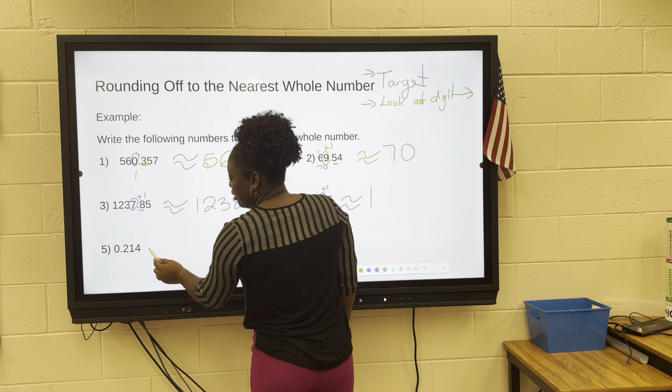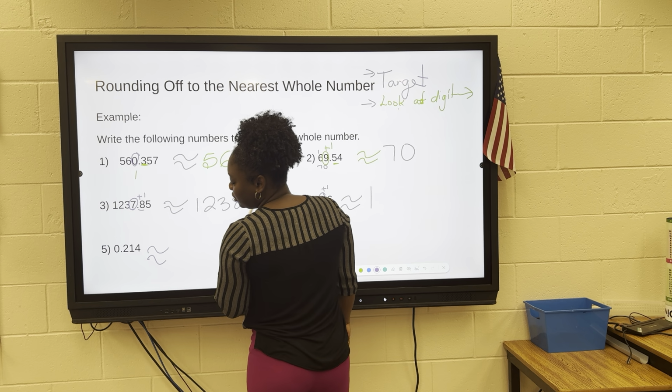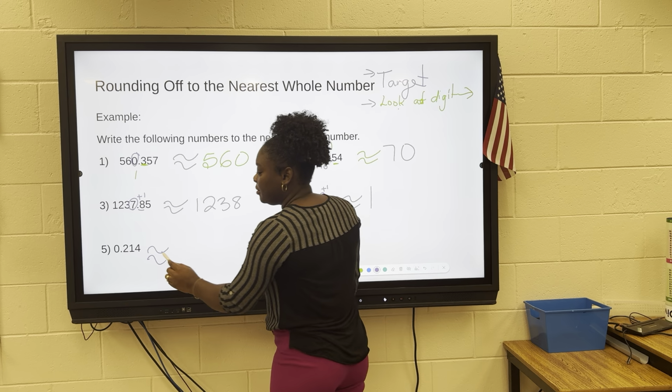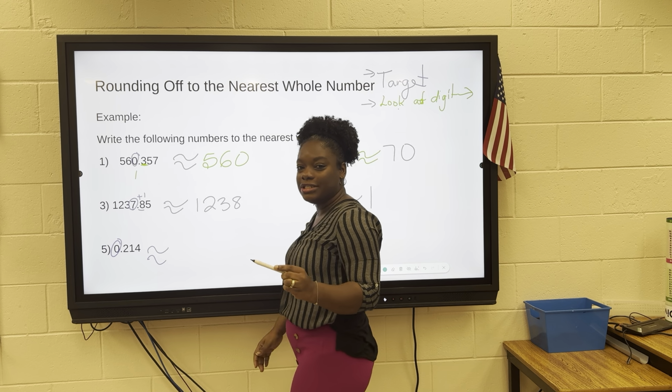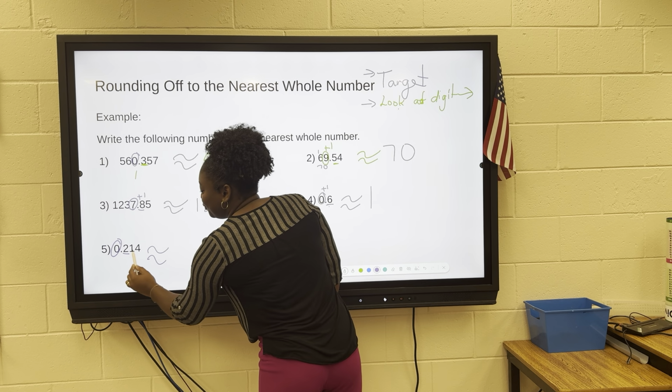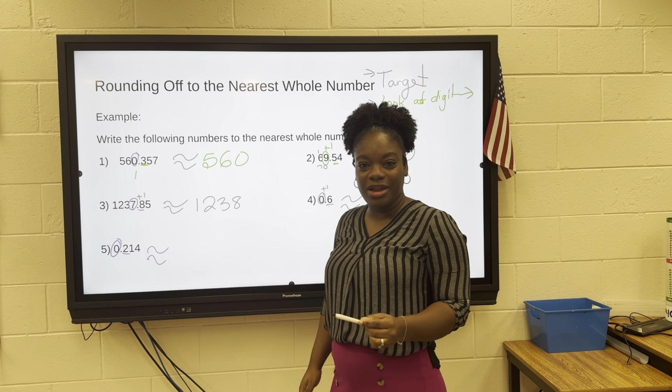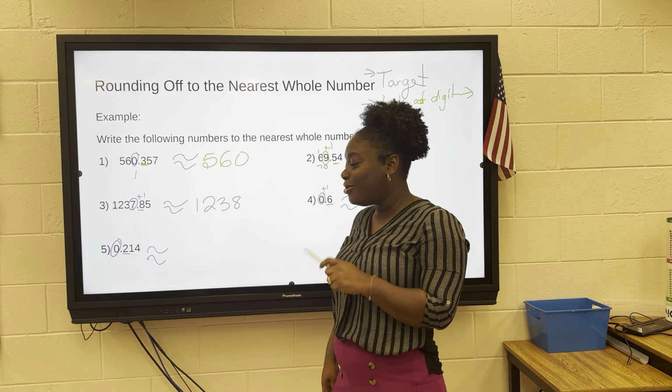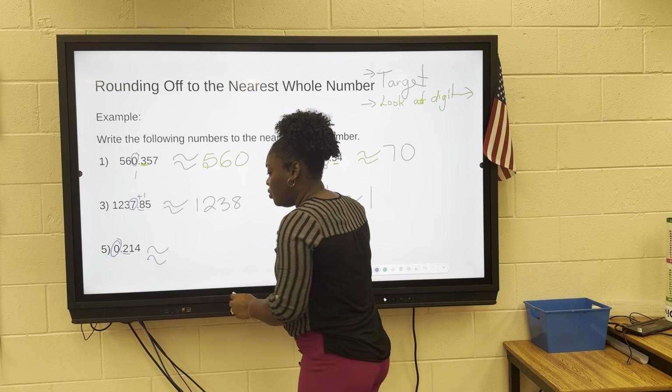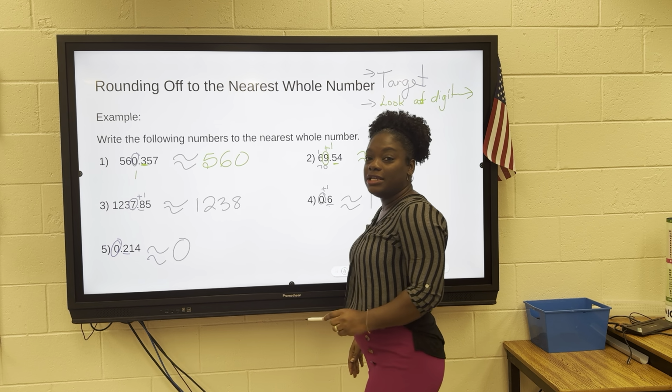Very good. Now, this one. Target, 0. Look to the right. Are we adding 1 to our target? No, because it's less than 5. So our final answer is going to be 0.